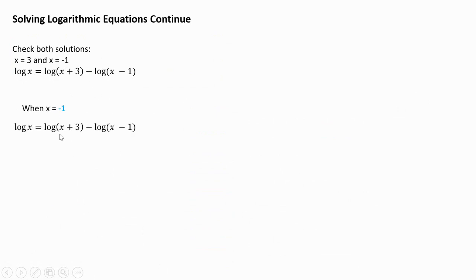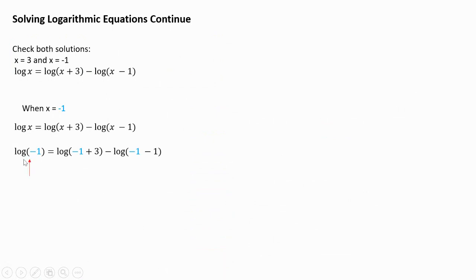So I'm going to check my solutions. So let's check them both, right? This was my original problem here. Log of x equals log of x plus 3 minus log of x minus 1. So first, I'm going to start off by plugging in x equals -1 on every x here. Right, so I'm going to plug it in there, and there, and in there.